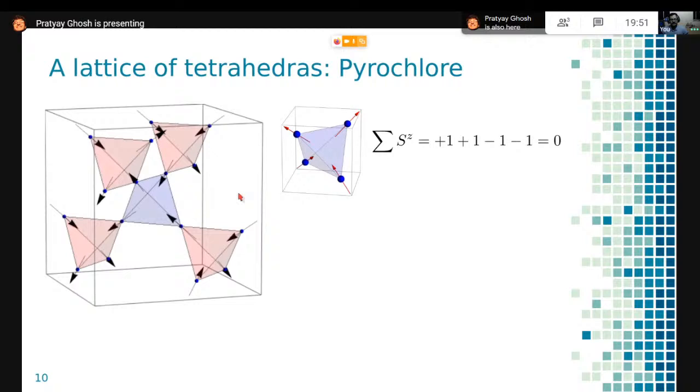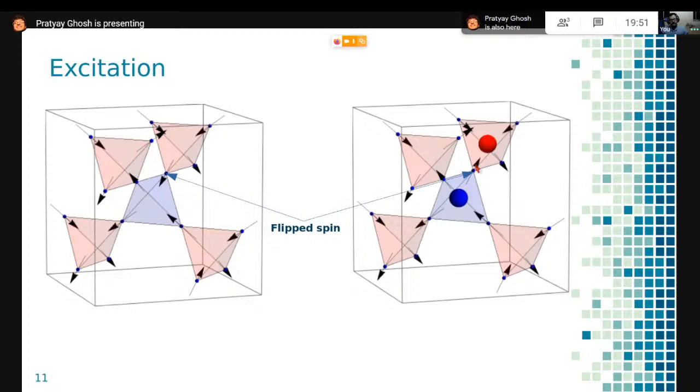That's what I did. I flipped this spin. This one goes in the other way around. This is my flipped spin. And as soon as I flip my spin, I put one blue ball and one red ball here, and I'm going into that. Why did I do that?